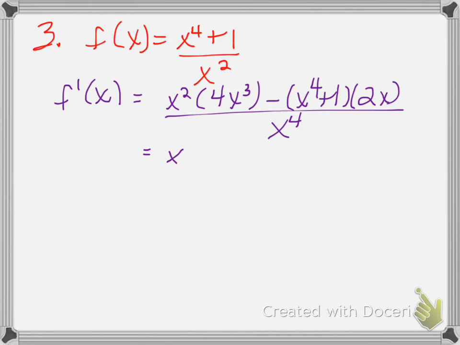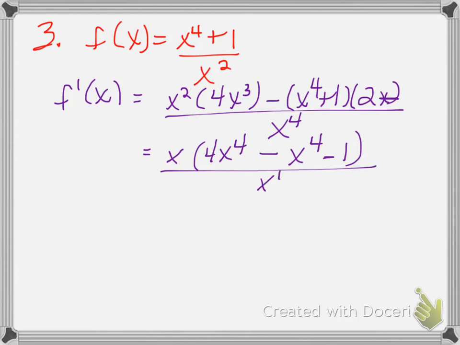Alright, I'm probably going to go ahead and factor out an x just because it looks like it would be easier and I can get rid of an x. So when I factor out an x on top, I have 4x to the fourth because I'm getting rid of one of those x's, minus, and I'm going to take away this x, so we've got minus x to the fourth minus 1. And if I simplify just a little bit more, I get 3x to the fourth minus 1 over x to the third.